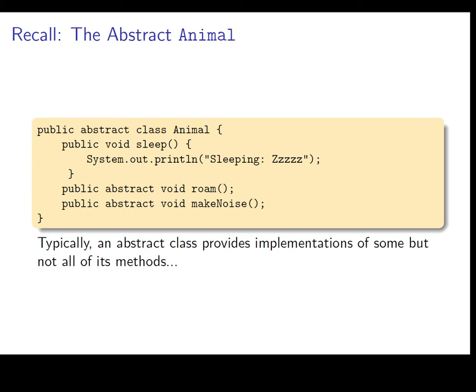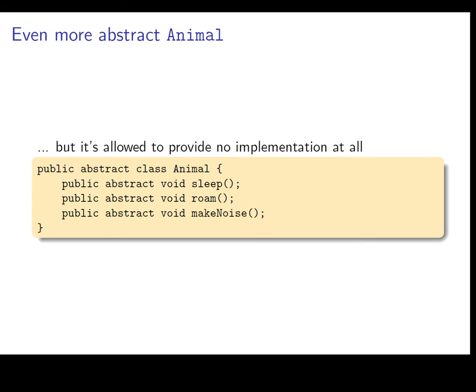And because it doesn't provide implementations for everything, you can't directly instantiate an abstract class. So we can't create an Animal without saying what kind of animal it is we want to create. But an Animal, or any abstract class, is allowed to provide no implementation at all. So we could, for example, declare our abstract class Animal with all three methods abstract, and we might call that a completely abstract class. That's slightly clumsy, and as we'll see later, it has some other disadvantages as well.